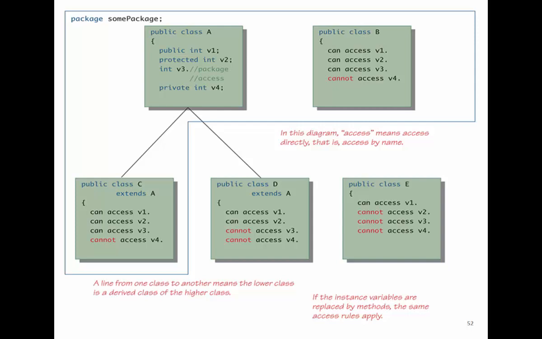And the instances are replaced by the method, with the same access rule applied. So look here, you define V1, V2, V3, V4. V1 is public, so V1 can be accessed by C, because C is the subclass of A, and V1 can be accessed by D, even if it's in a different folder. V1 is also accessible by B, because it's public. Everyone can access A's V1.